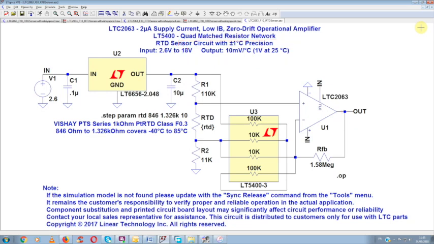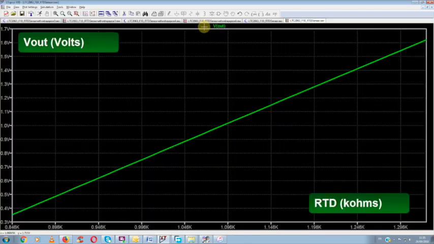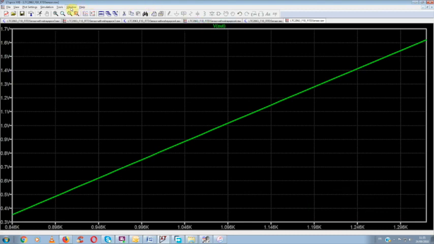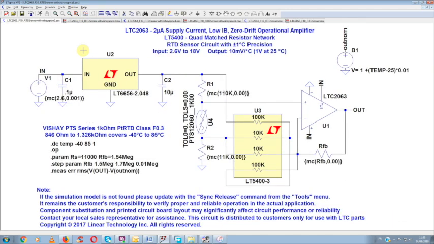The PTC temperature sensitive value is modeled by a variable resistor of value equal to RTD. And by performing a simulation where we sweep RTD, it's easy to see that the LTC2063 output is changing in a linear way with the RTD value. However, in this basic form, the SPICE ambient temperature is not readily visible.